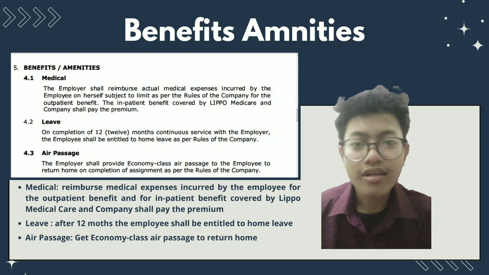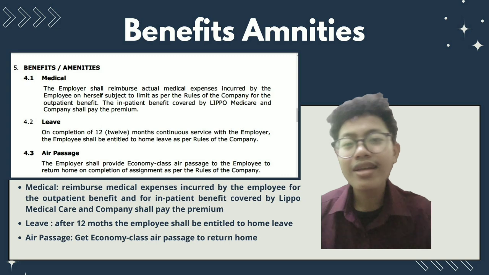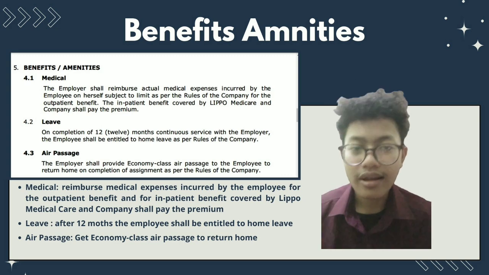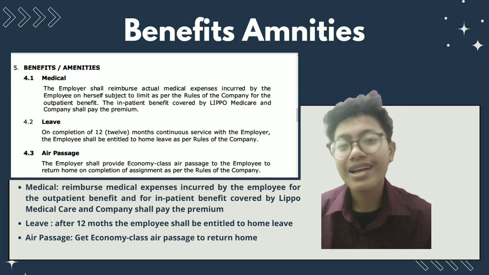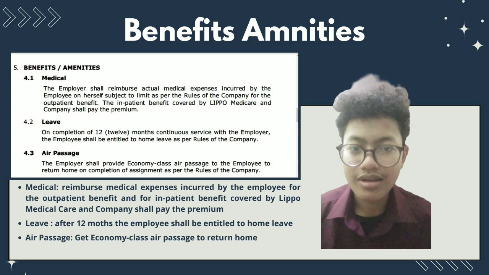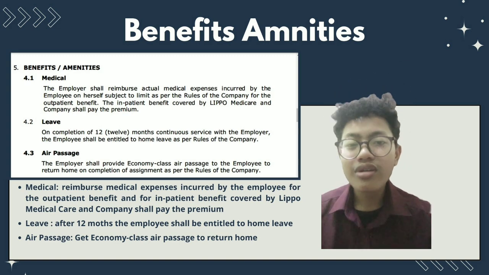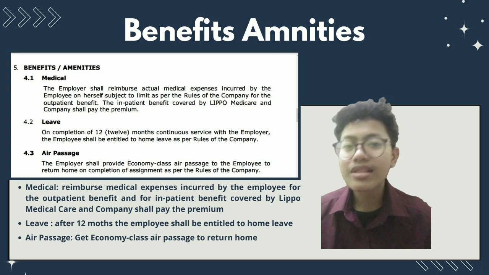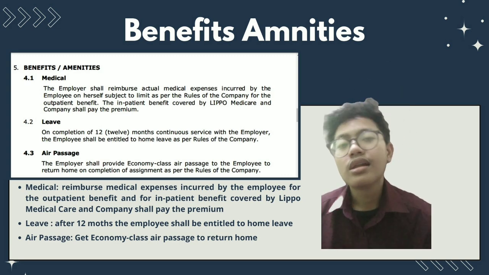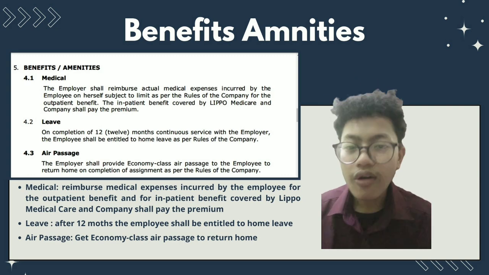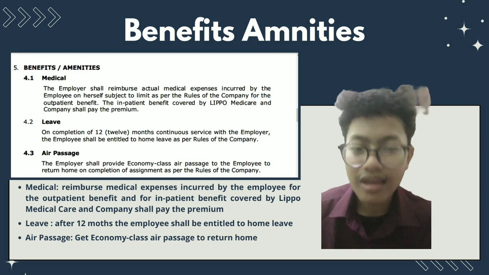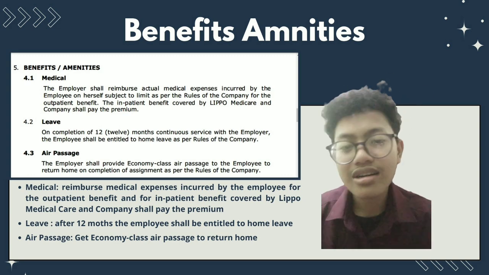The fifth point outlines the facilities provided by the company to the employee. According to this contract, if the employee falls ill, the company will reimburse medical expenses. Furthermore, the employee is entitled to annual leave after completing 12 months of service. Lastly, upon completion of the assignment, the company will provide an economy class ticket for the employee to return home.